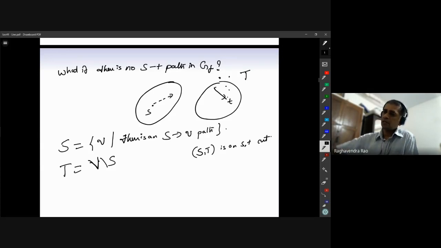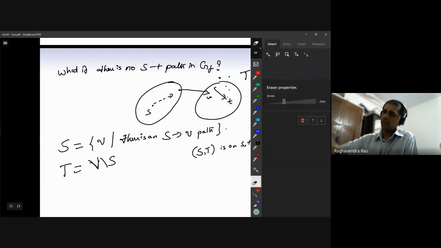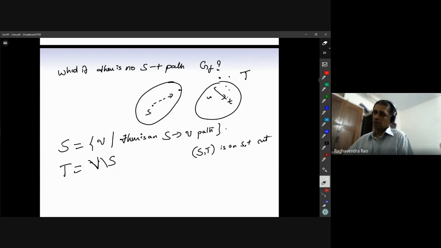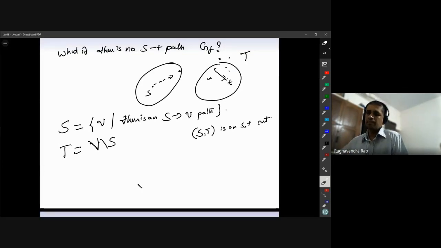By definition, there is no further edge from here, right? If there were an edge, the corresponding vertex, let's call it w, would have been in this set S. So there is no outgoing edge from S at all, clearly. Hence it has to be a cut. Is it a minimal cut? That we don't know. Is it a minimum weight cut? That we don't know. But it's a cut, right? Now, is it a cut in G as well? So it's a cut in G_f.